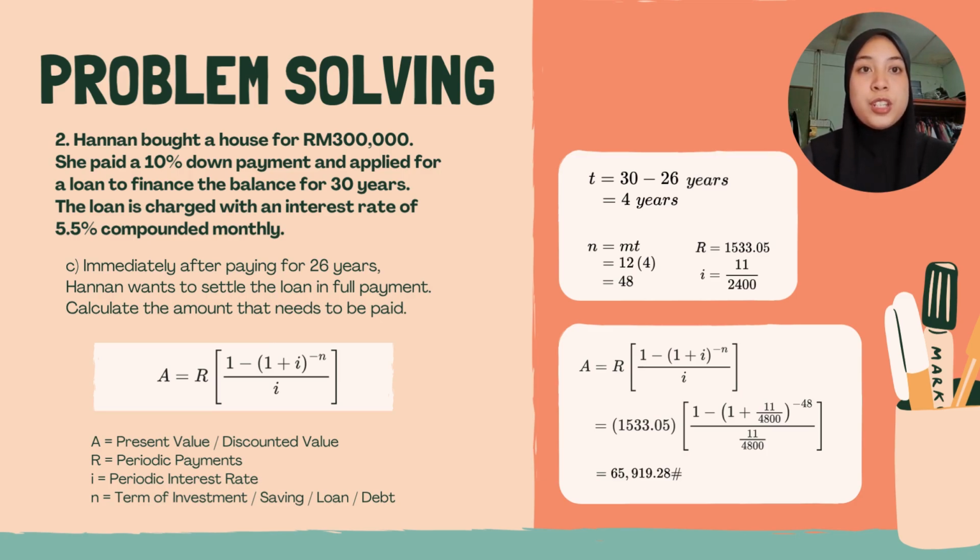So now, we already know the value of N is equal to 48, the value of R is 1533.05, and the value of I is equal to 11 over 2,400. Substitute all the values into the formula and we will get the present value, which is 65,919.28.